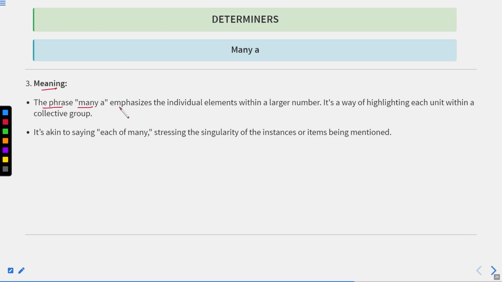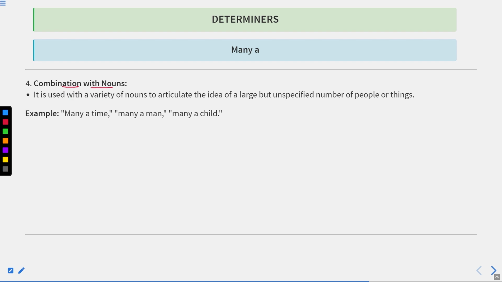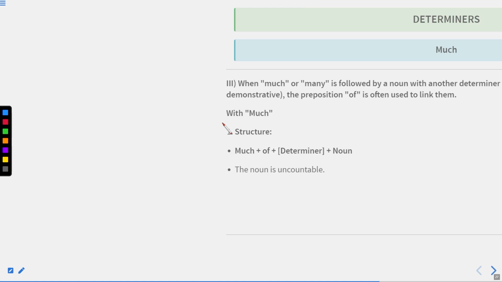Meaning, the phrase many a emphasizes the individual elements within a larger number. It is a way of highlighting each unit within a collective group. It is akin to saying each of many, stressing the singularity of instances or items being mentioned. Now, in combination with nouns, it is used with a variety of nouns to articulate the idea of a large but unspecified number of people or things. We can use many a time, many a man, many a child. Okay, so we use it in a singular manner always.